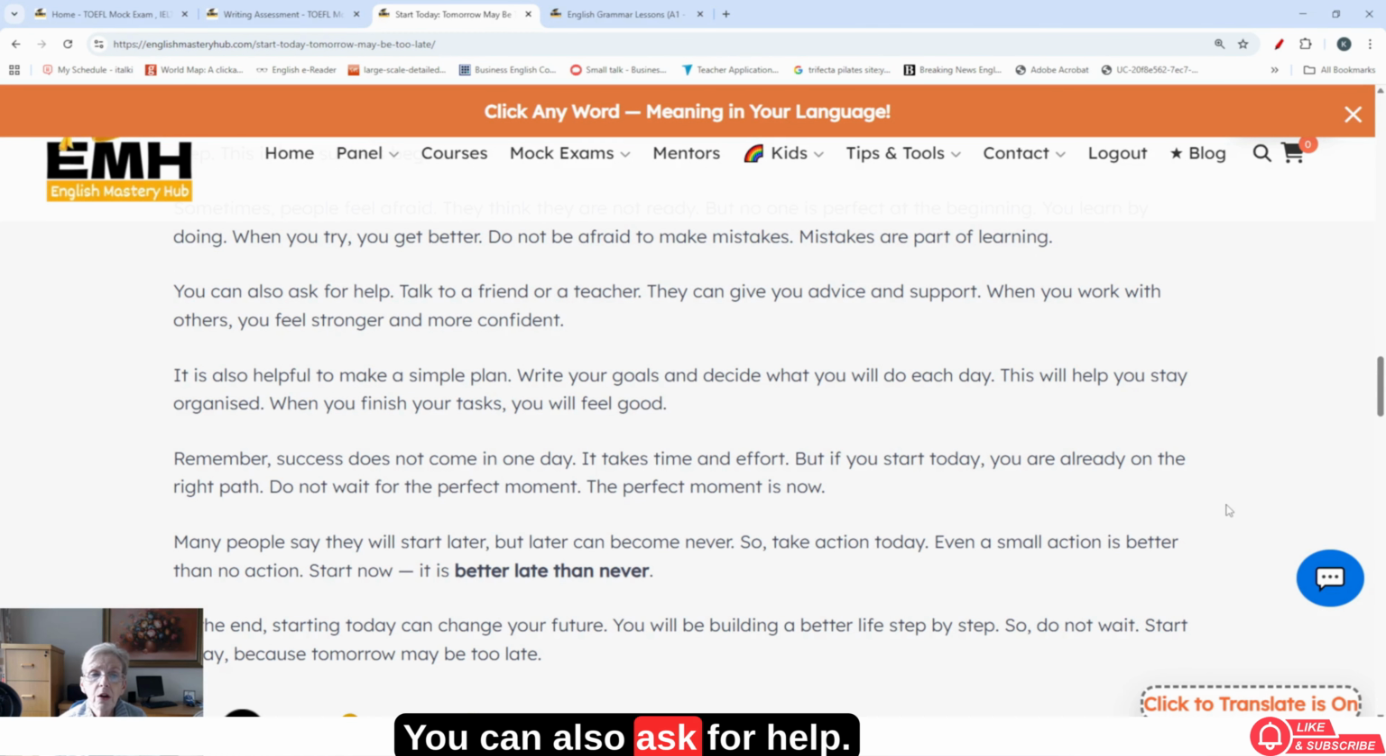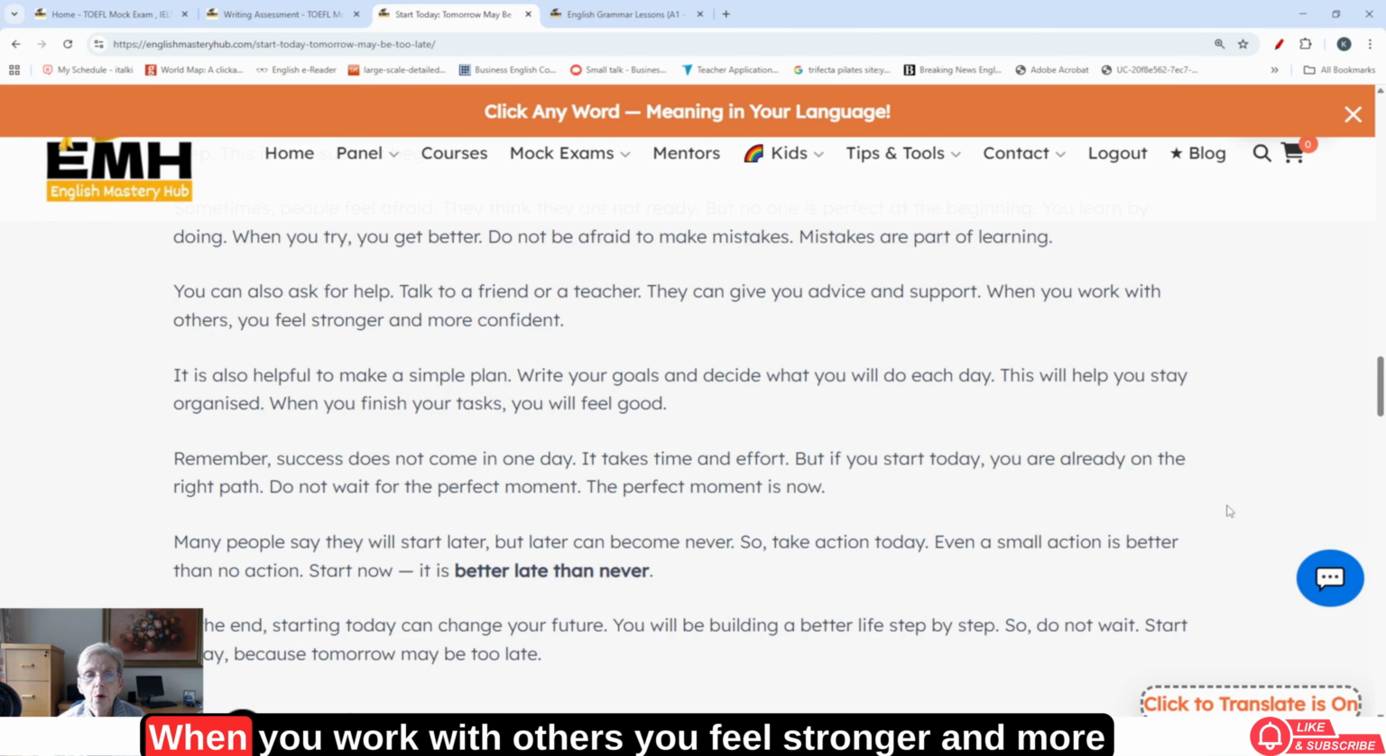You can also ask for help. Talk to a friend or a teacher. They can give you advice and support. When you work with others, you feel stronger and more confident.